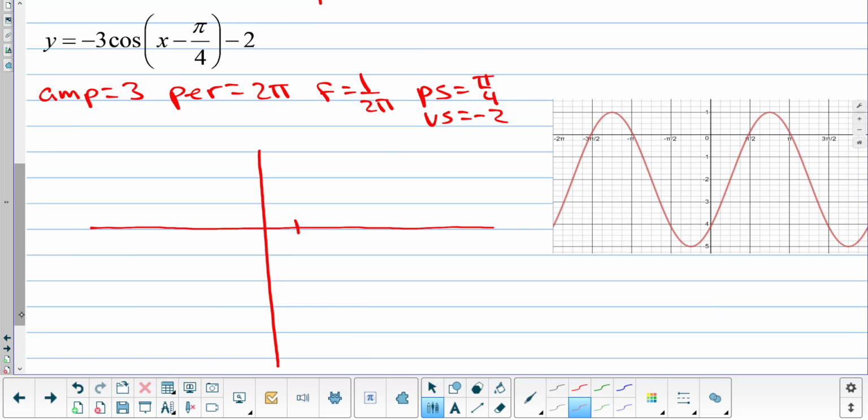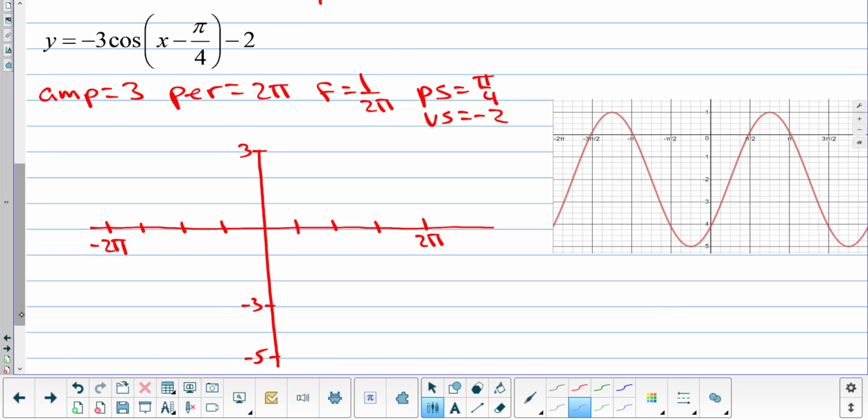Period of 2 pi, 1, 2, 3, 4, and 1, 2, 3, 4 back here, negative 2 pi. With an amplitude of 3, 3, negative 3. And then a vertical shift of negative 2. So we'll be down here at our lowest at negative 5.